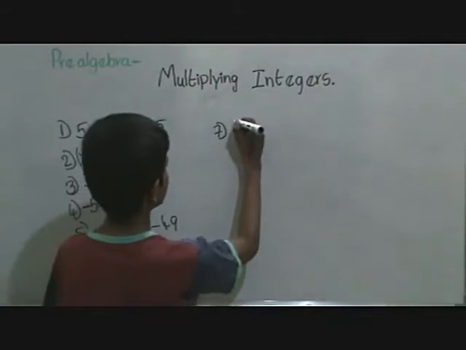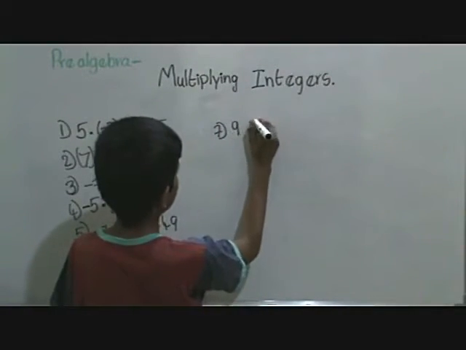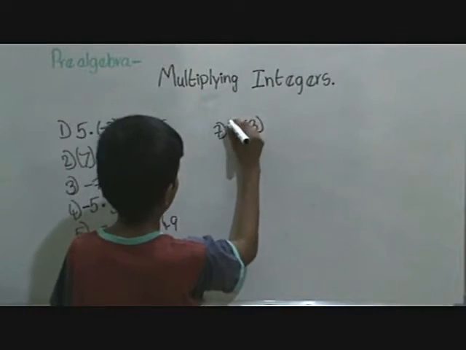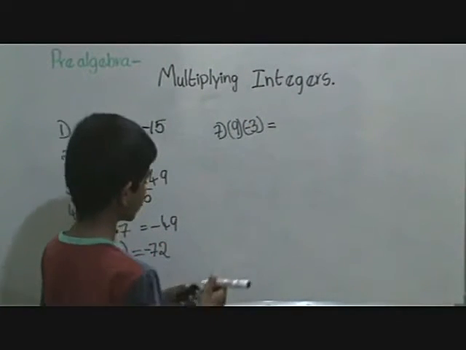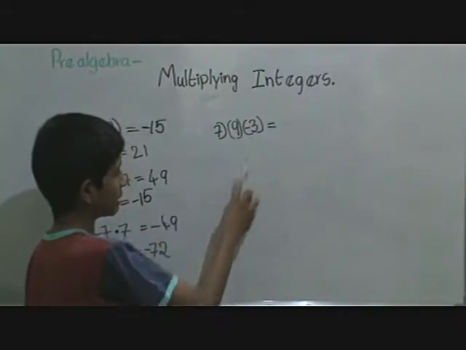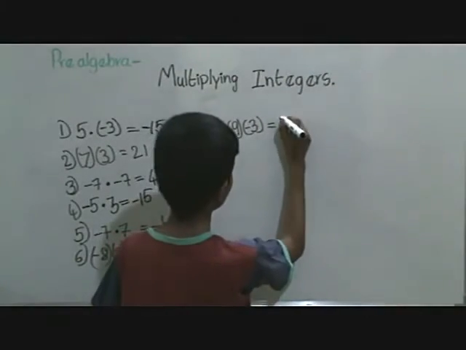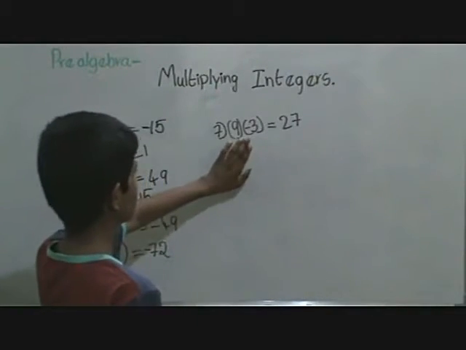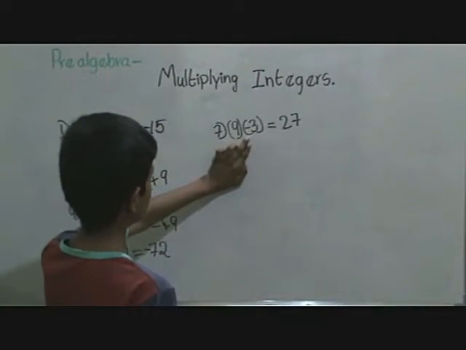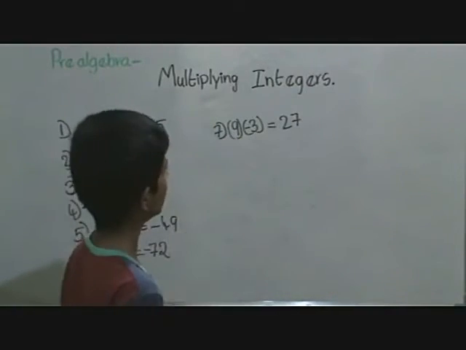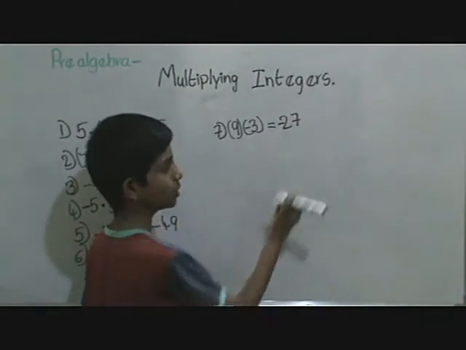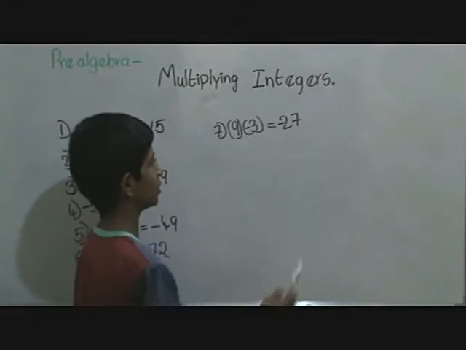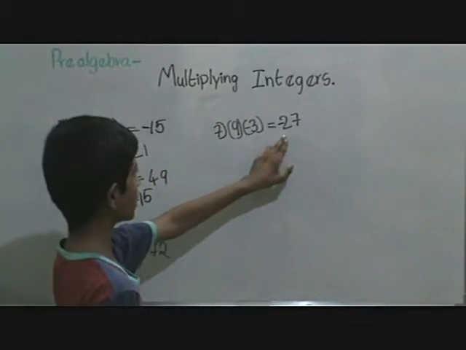Problem 7. 9 times negative 3 equals, 9 times 3 is 27. Here it seems to be different signs. Here you have a negative sign and a positive sign. So the answer will be negative. The answer is negative 27.